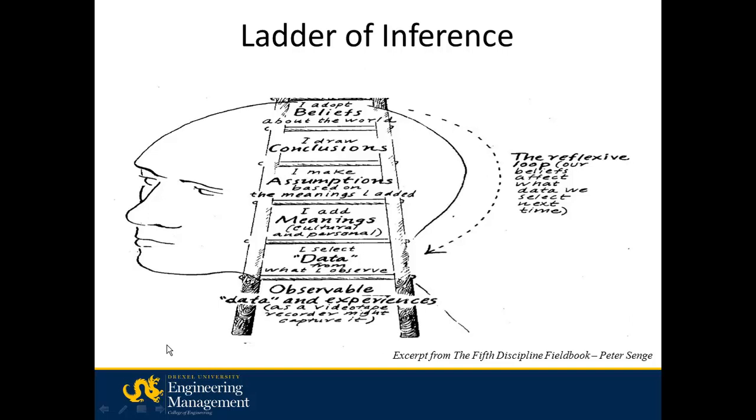Okay, now, before I take you to the final step, I want to tell you what happens here. This is called the reflexive loop. Once we begin to adopt beliefs of the world, we go back here and look for observable data that supports our belief. And this is what develops bias. Quite often this is where managers and leaders begin to make bad decisions.